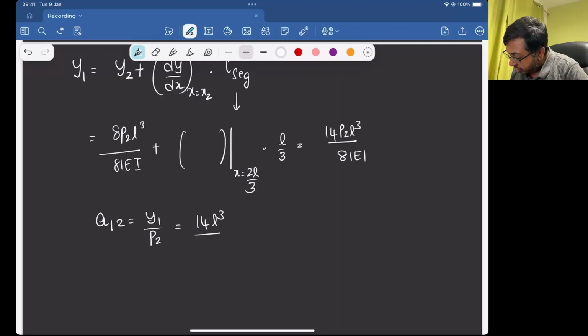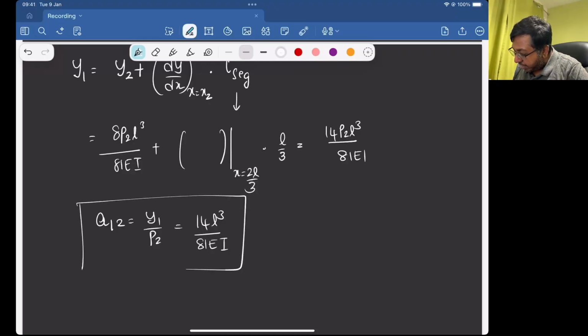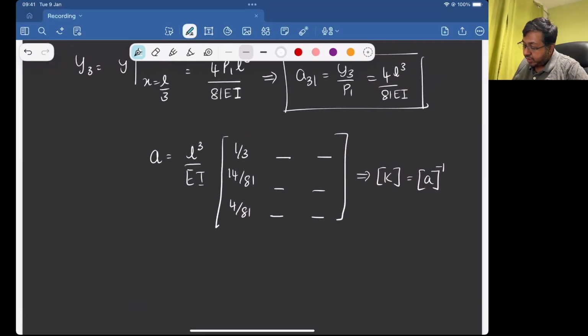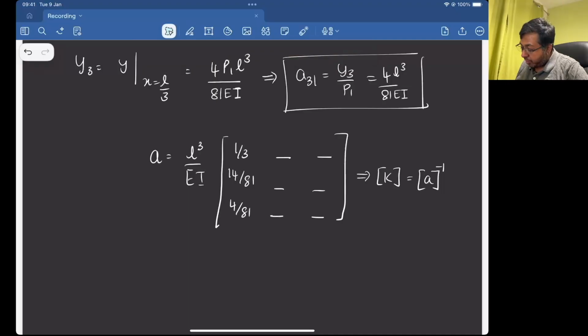Now let's try to populate all the things that we found into our flexibility matrix that we have here. So let's try to copy this.